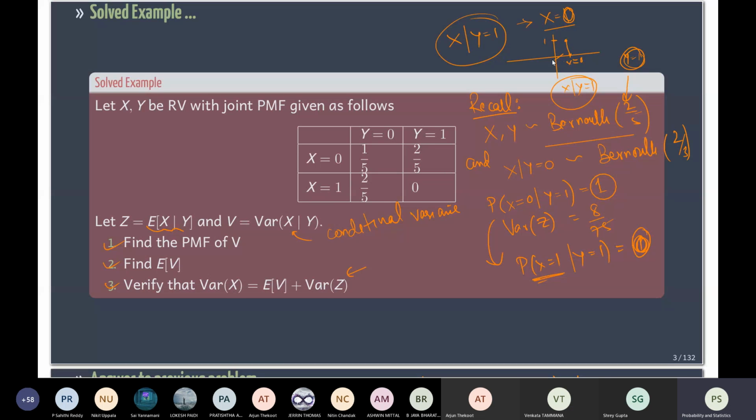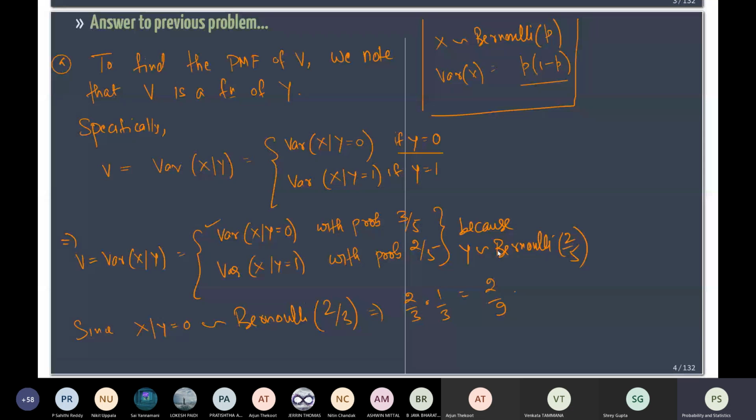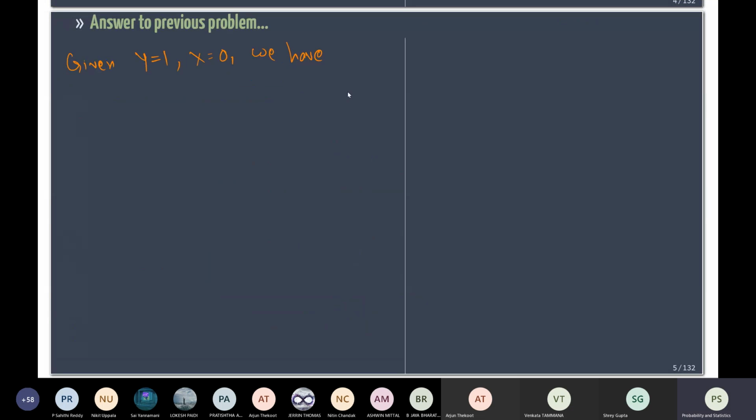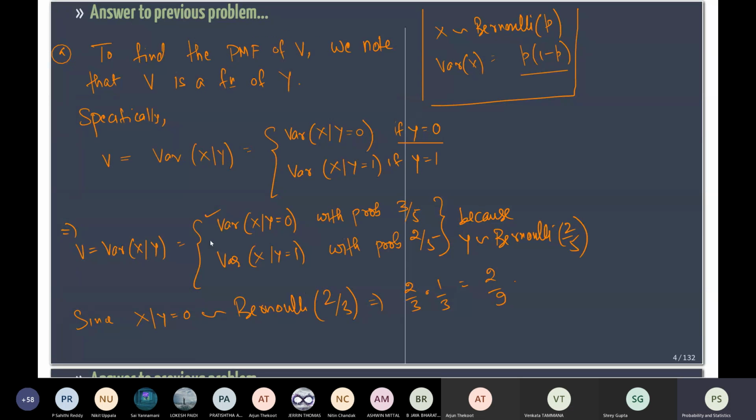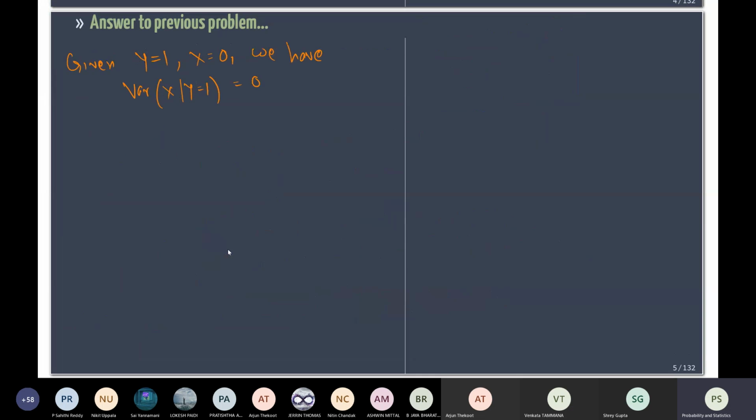So of course you can apply formulas and so on, but we know that the variance is going to be 0 here. So we have the variance of X given Y equal to 1 must be 0. Okay, so all this implies, if we now see this, we have computed this and this. So we have computed the values of V, right? So let us see this here.